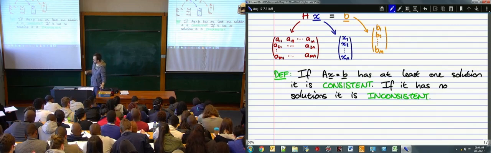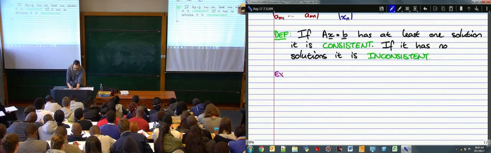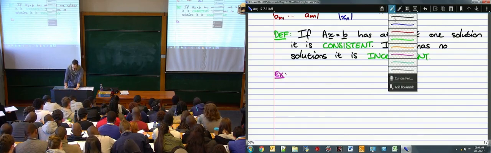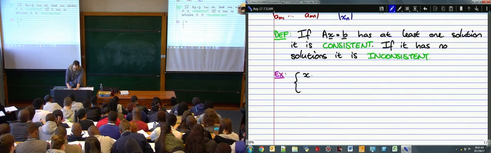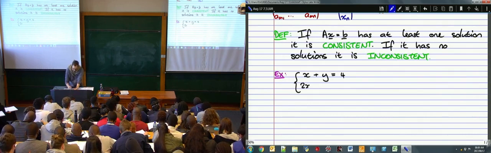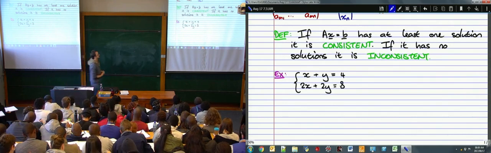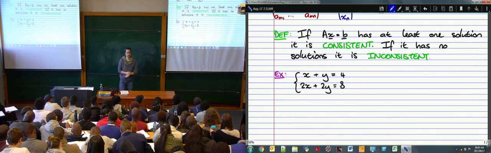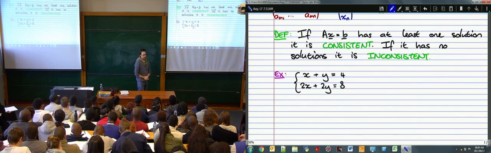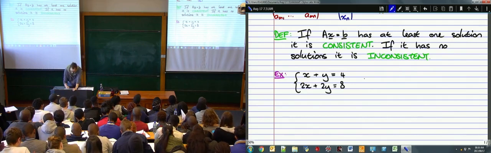So if you just think about the two systems over here, let's put up some examples of a system which is consistent and one which is inconsistent. If we think about this system over here, let's say x plus y is equal to 4 and 2x plus 2y is equal to 8. This is a consistent system of equations, and in fact it turns out that it has an infinite number of solutions, and the solutions are all of the form, call x equal to t. Then y will just be equal to 4 minus t, and you have an infinite number of solutions. Okay, let's say it is consistent.